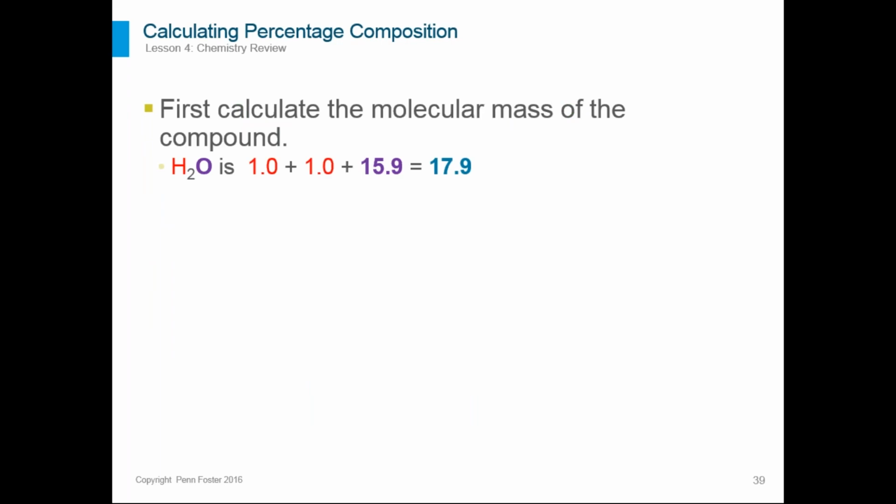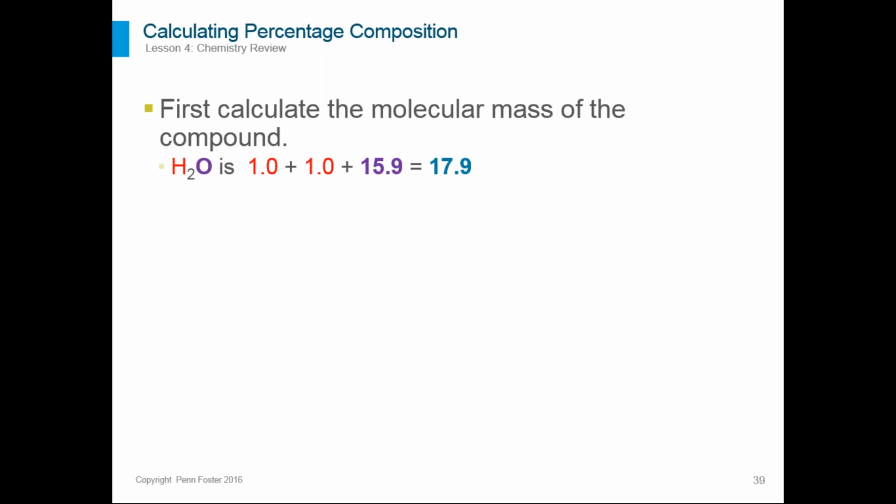Another thing you may be asked to do is to find a percentage composition of a molecule. So what does that mean? If you have a molecule made up of different atoms, you're finding out how much of the molecule is a certain atom. What percentage of the molecule is made up of that atom? So a couple steps to do that. The first step is calculate the molecular mass of the compound.